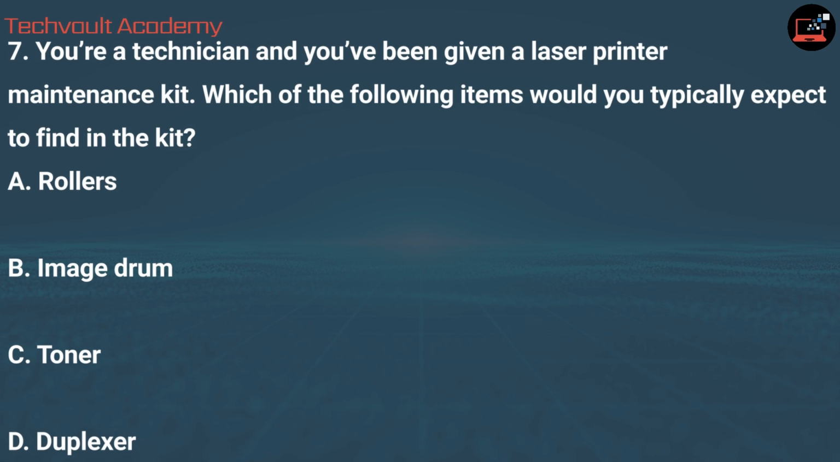Seven. You're a technician and you've been given a laser printer maintenance kit. Which of the following items would you typically expect to find in the kit? A. Rollers, B. Image drum, C. Toner, D. Duplexer.